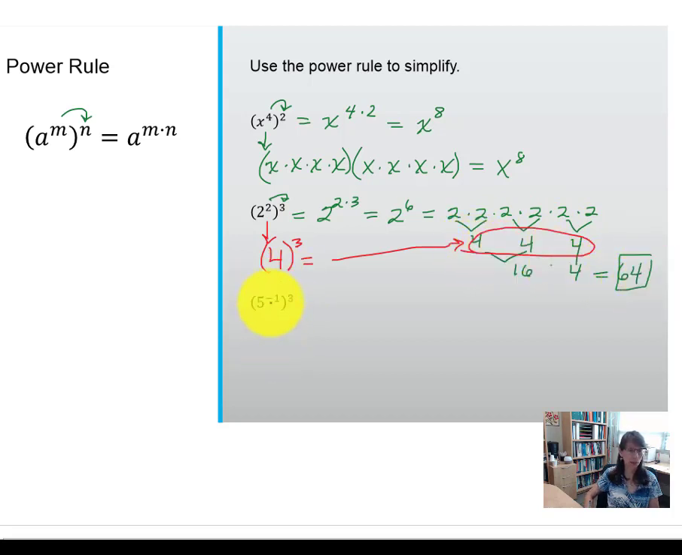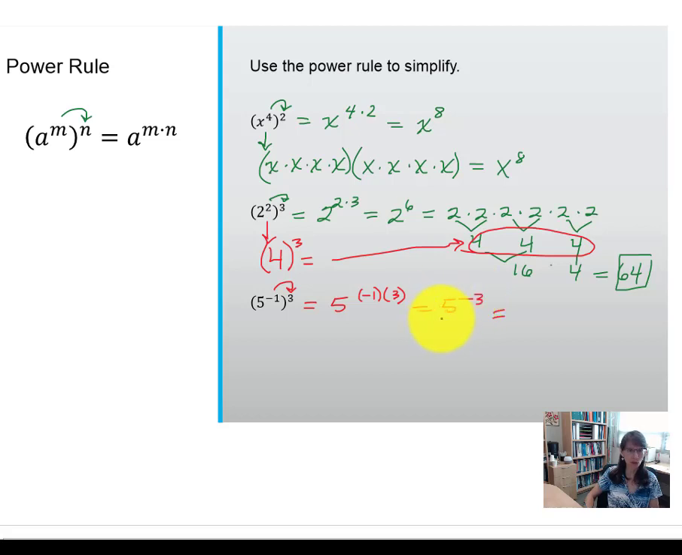In the last example, notice we have a negative exponent. Well, there's no problem with that. We're still going to apply the power rule. Our base of 5 is raised to the negative 1 times 3, which makes 5 to the negative 3. Now we know we can't stop here because our exponent is not a positive number. So we have to apply the negative exponent rule.